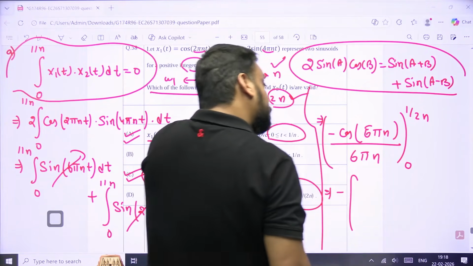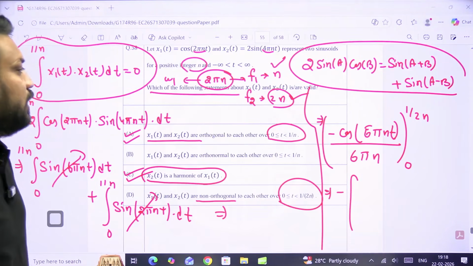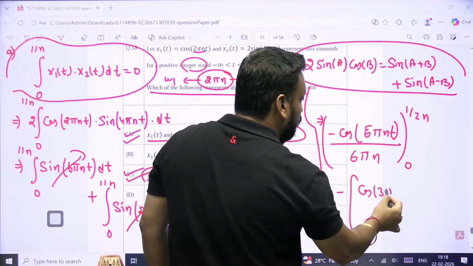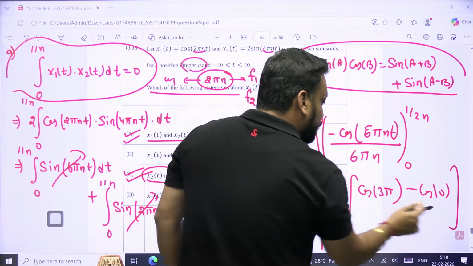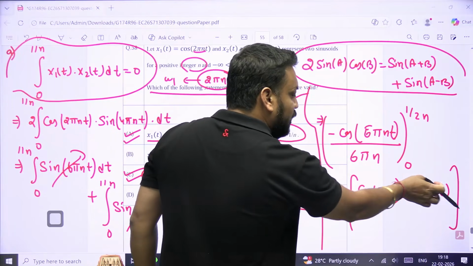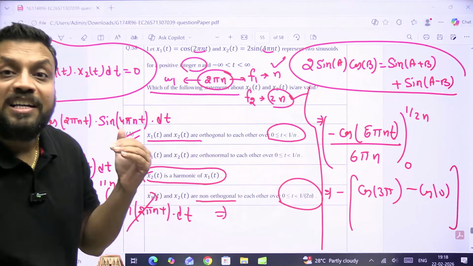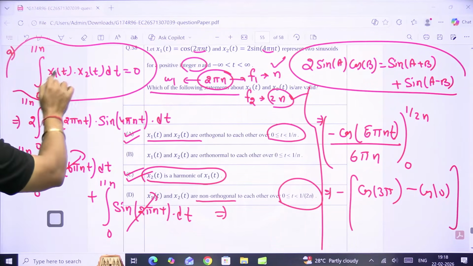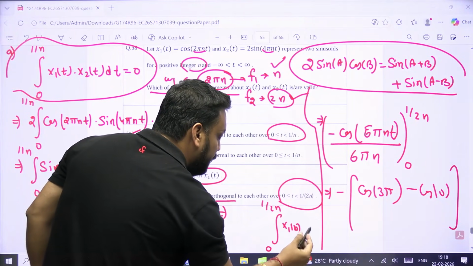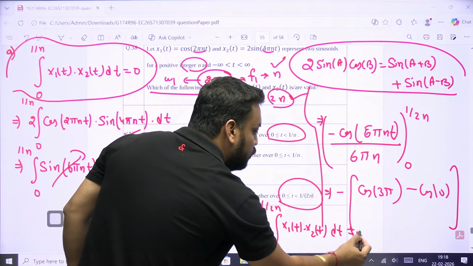Apply the upper limit and lower limit quickly. When you apply the limit 1 by 2n in place of t, the n will cancel and 3 pi will remain, cos of 3 pi, and I have already taken the minus outside. cos 3 pi minus cos 0: cos 3 pi is minus 1, cos of an odd multiple of pi is always minus 1, and cos 0 is 1, and with the minus sign in between, minus minus will not cancel this time. These -1 and -1 together make -2, so it is not 0. The integration of x1 x2 dt is not equal to 0 in this case. In this case, from 0 to 1 by 2n, x1t dot x2t dt is not equal to 0, hence non orthogonal.